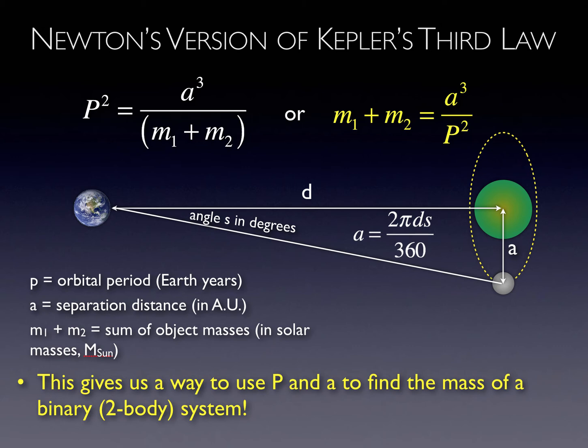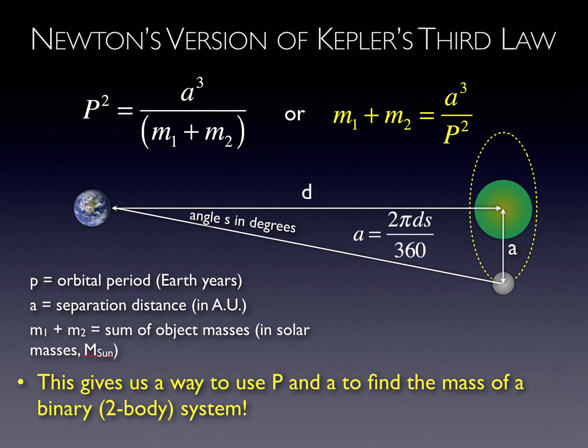There are some additional constants involved, but if we always have the period in units of years and the semi-major axis distance in astronomical units, then those constants all come out to equaling 1 and do not need to be included. This simplifies the equation.